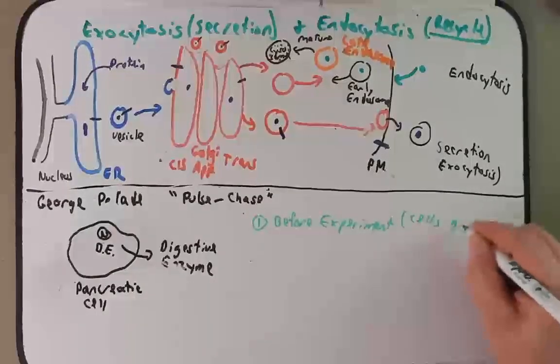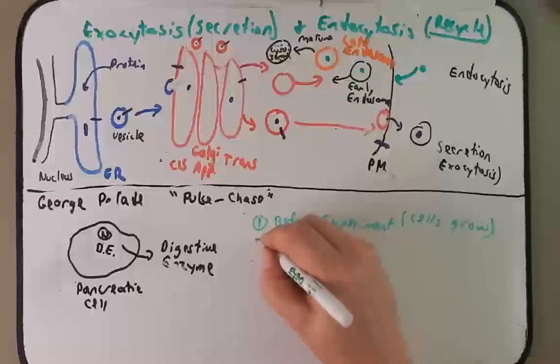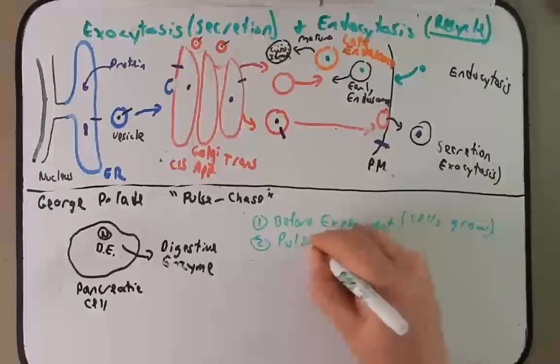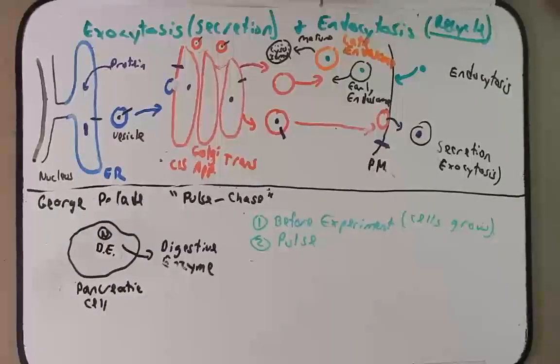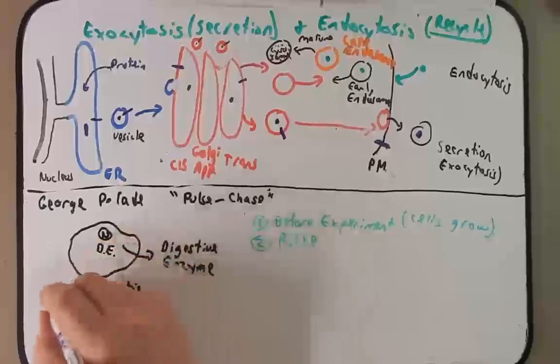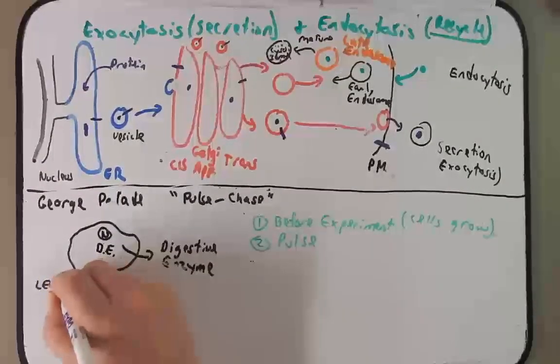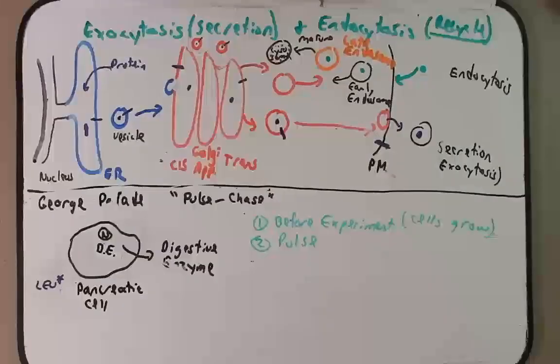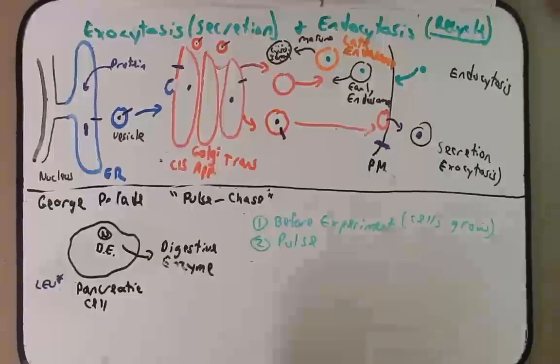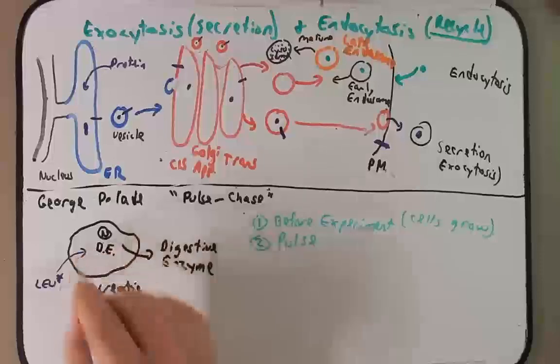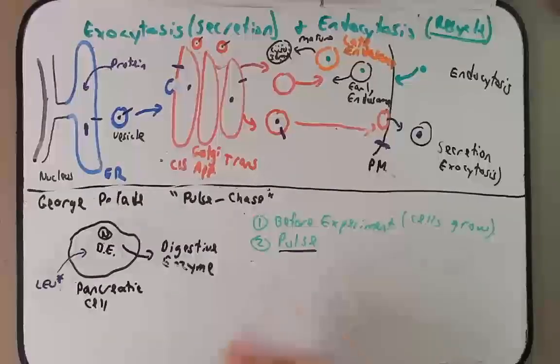Cells would just grow. Then this next part of the experiment, this was the pulse. And this is the part where we're going to label the protein. And the way that the proteins were labeled was that they put in, I'm going to draw it over here, radioactive leucine. Just like the leucine we learned about earlier in the semester, the amino acid. And they placed that in this cell during this pulse part of the experiment.